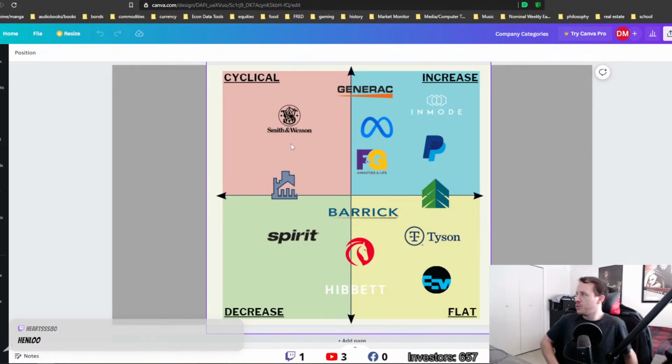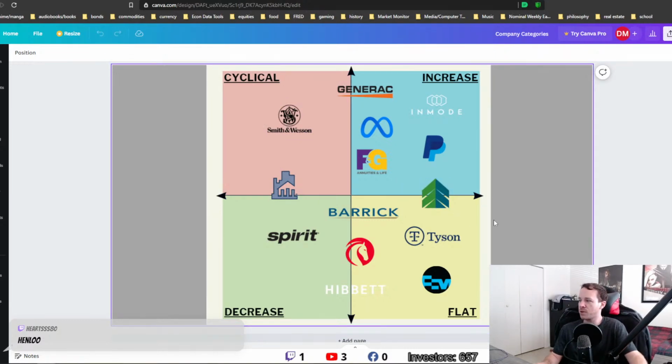So coming over to Canva, which I use to make my thumbnails and stuff, I chose to make a little graphic on here because I can move them around relatively easily. We'll kind of show exactly what we're talking about.